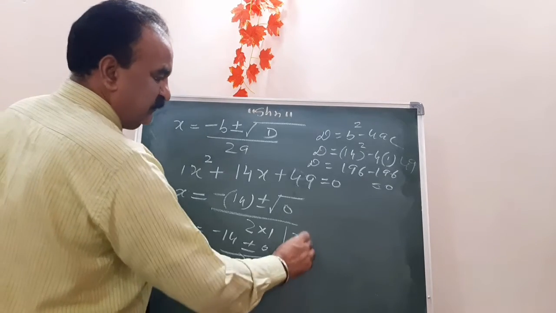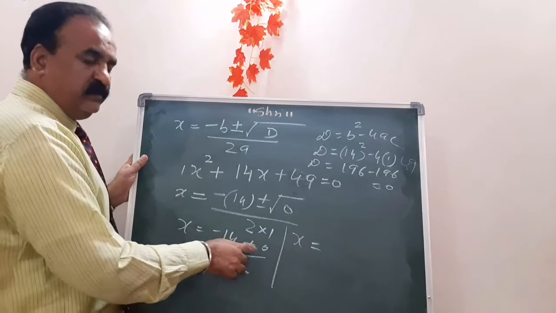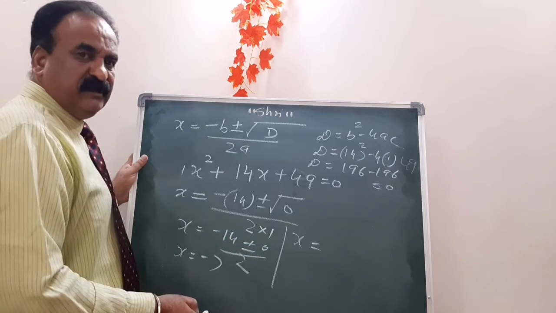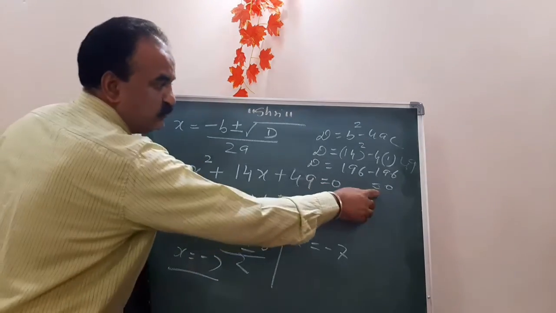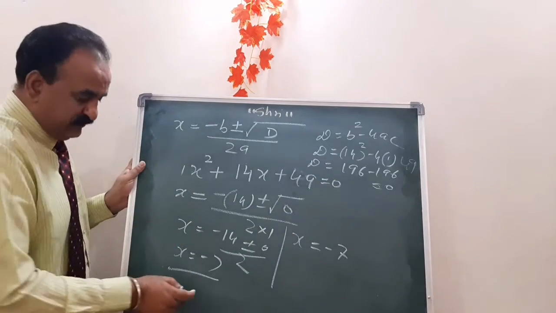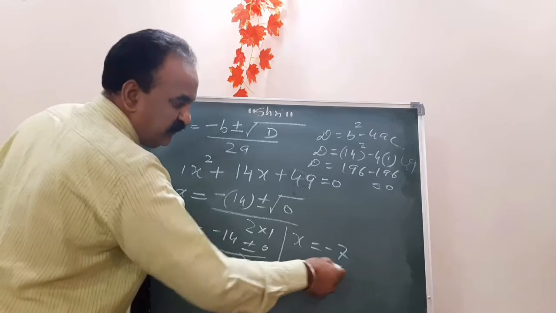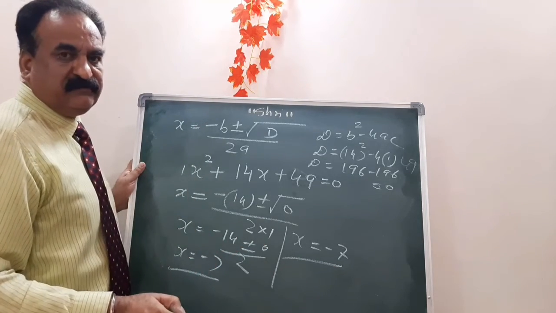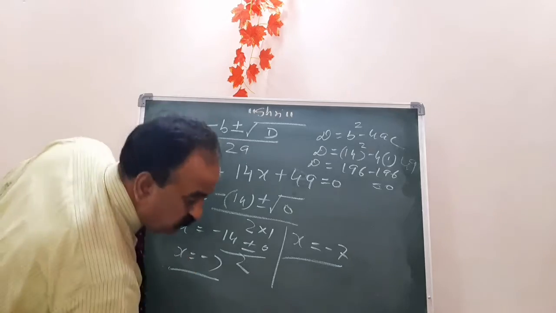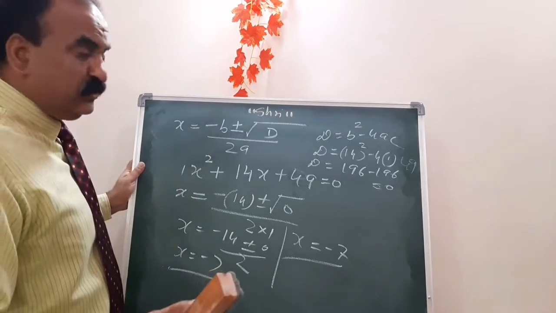And another is x is equal to minus 14 minus 0. It means minus 14 upon 2, again minus 7. See, it means if d is equal to 0, the roots are real and equal. X is equal to minus 7, x equal to minus 7. It means roots are real and equal. Clear? Now, if you are taking d is greater than 0, let us see how.